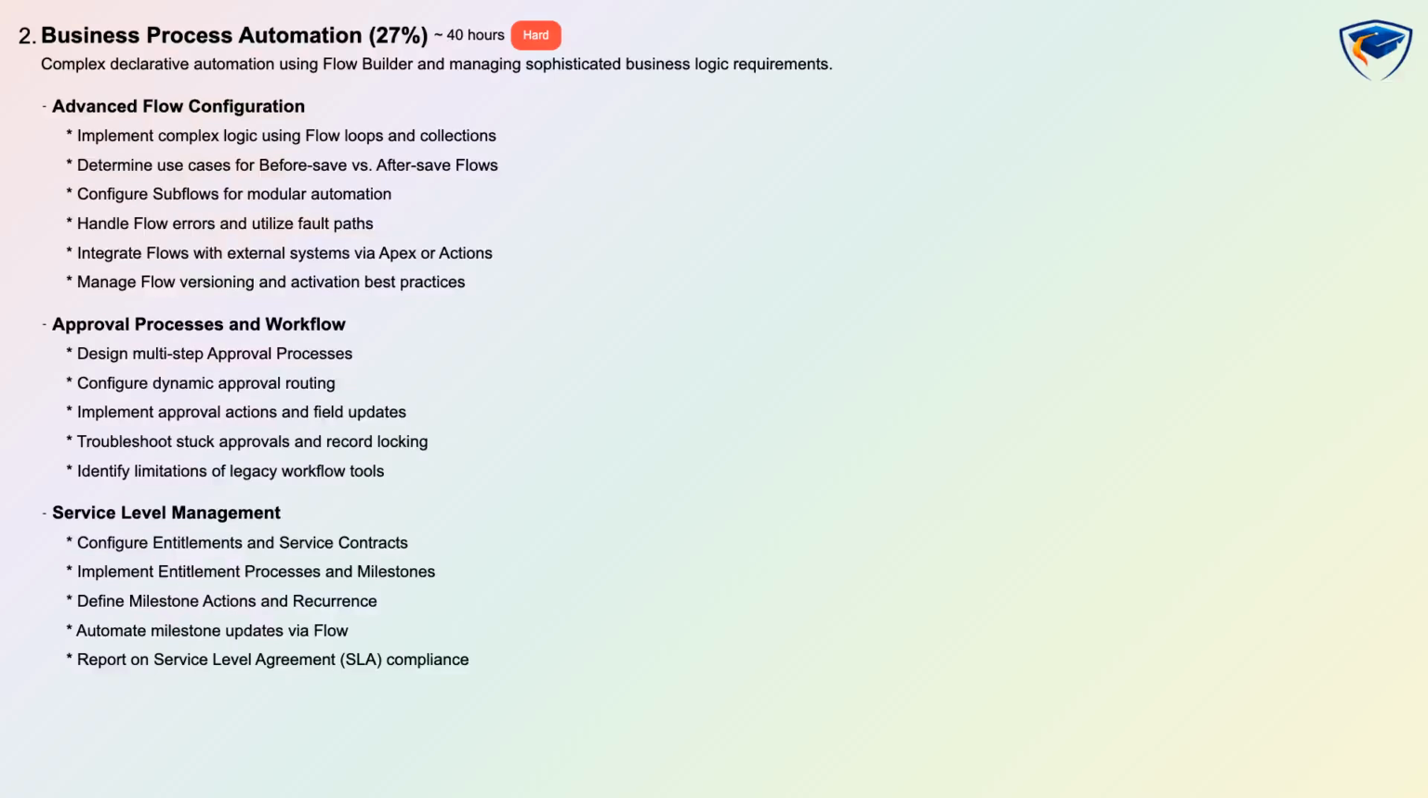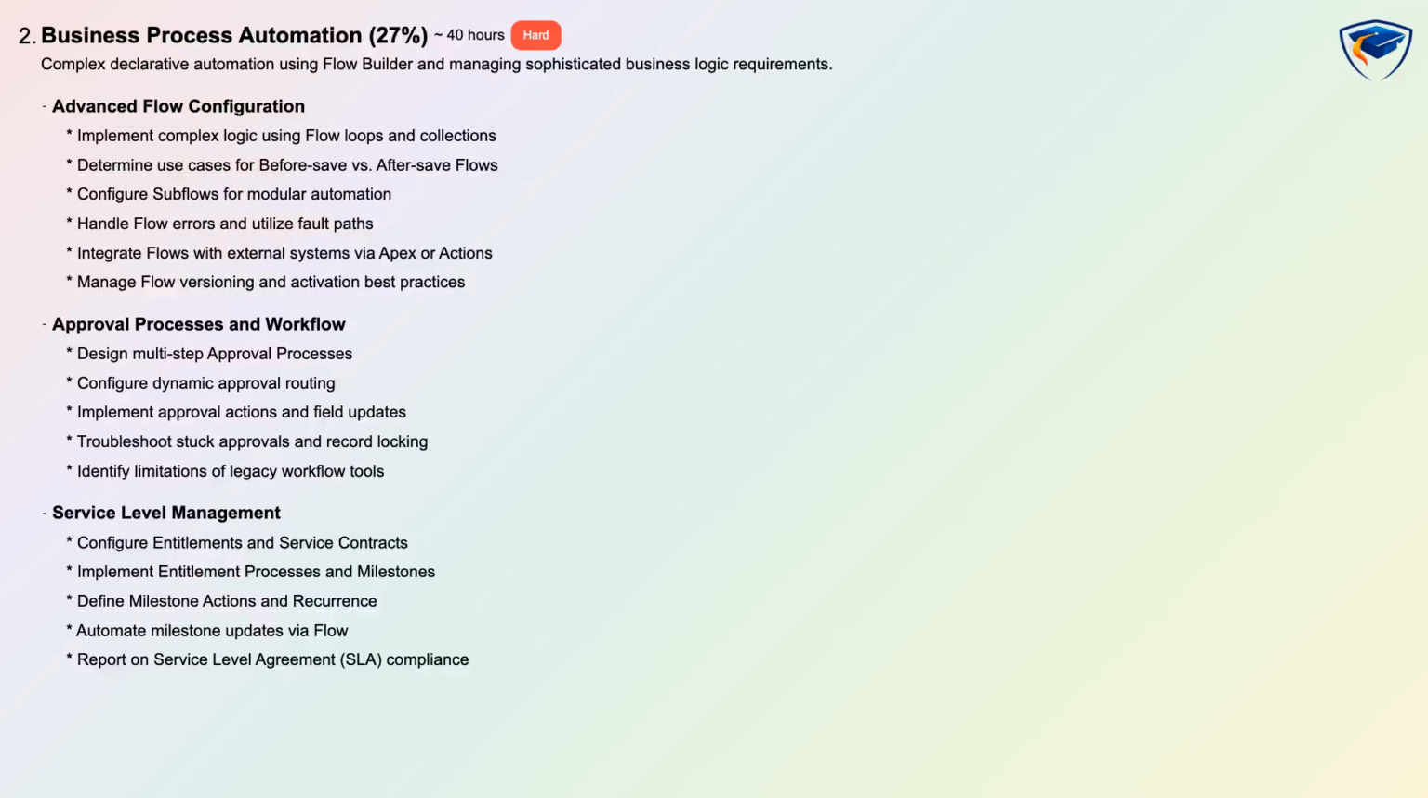The syllabus also covers approval processes and workflow, where you'll design multi-step approvals, configure dynamic routing and approval actions, troubleshoot stuck approvals and record locking, and understand legacy workflow limitations. Service level management topics require configuring entitlements, service contracts, milestones and milestone actions, automating milestone updates via flow, and reporting on SLA compliance.